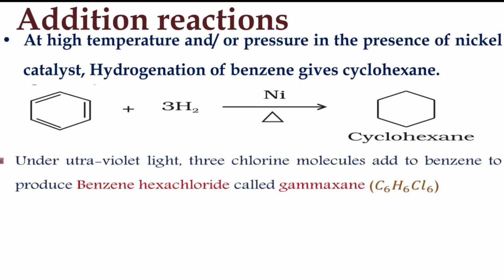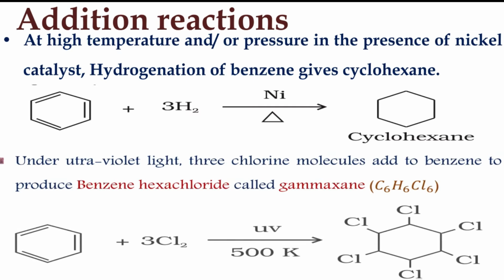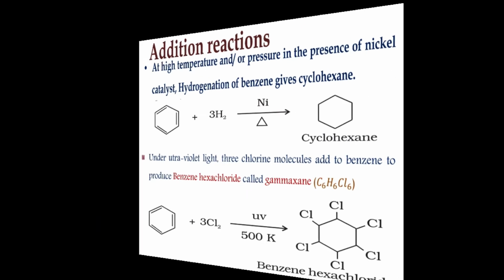Under ultraviolet light, 3 chlorine molecules add to benzene to produce benzene hexachloride, called gamma hexane. C6H6Cl6, that is benzene hexachloride, is produced. So this is another example of addition reaction on benzene ring. Next we have combustion reactions.